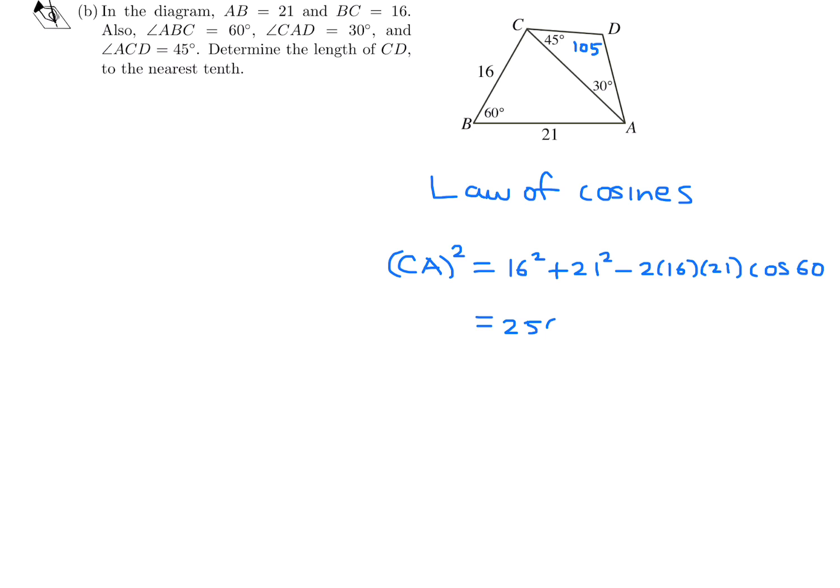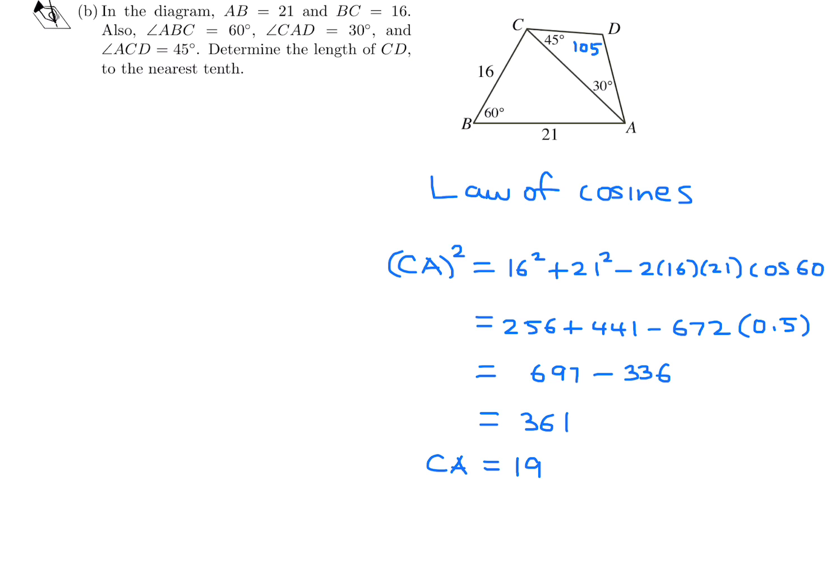Doing the math here, you get 256 plus 441 minus 672 times cos of 60, which is a half. Then this is going to be 697 minus 336, and that is 361. So take the square root, and you get CA is equal to 19. So there you go, 19 for CA.